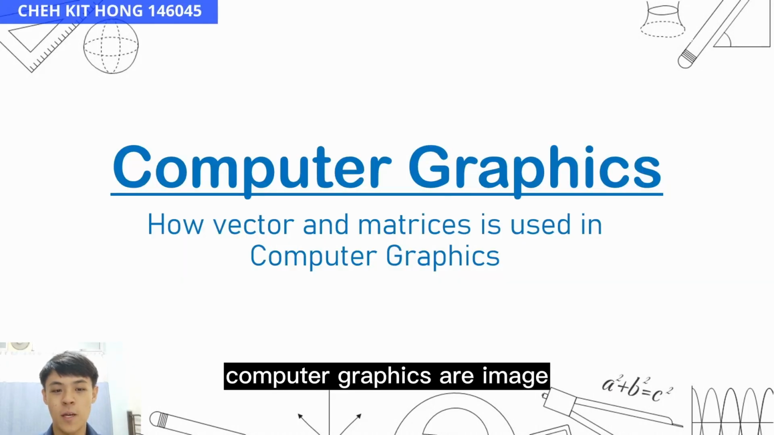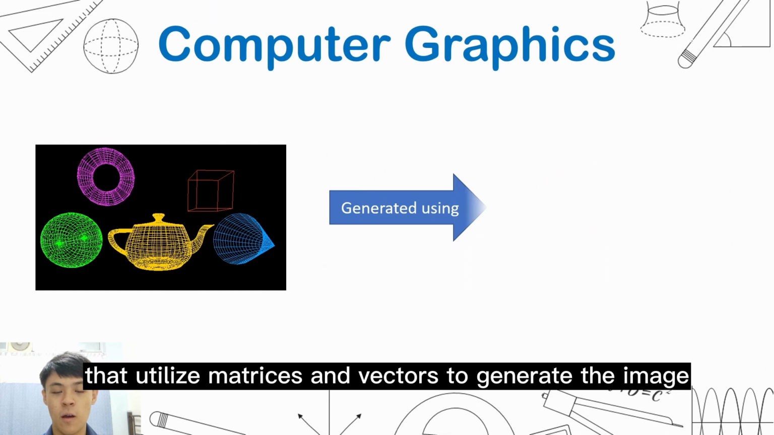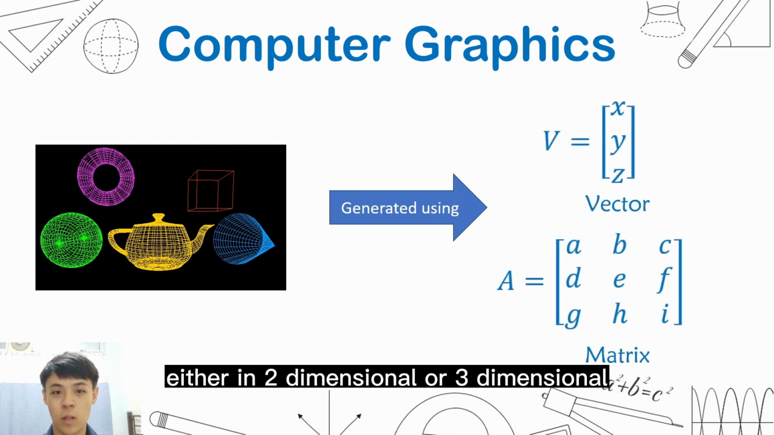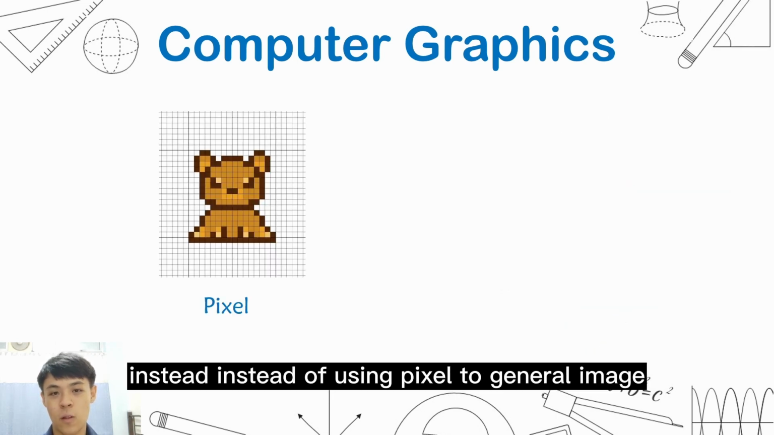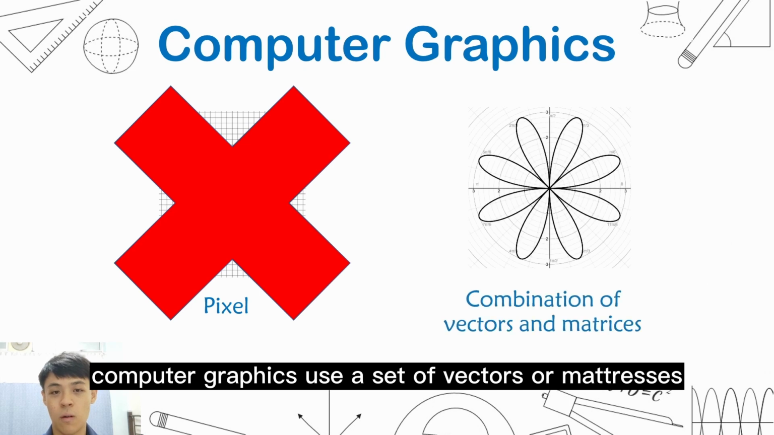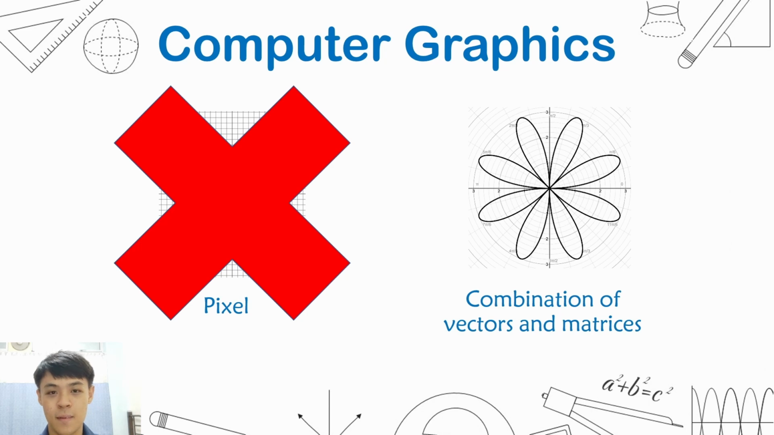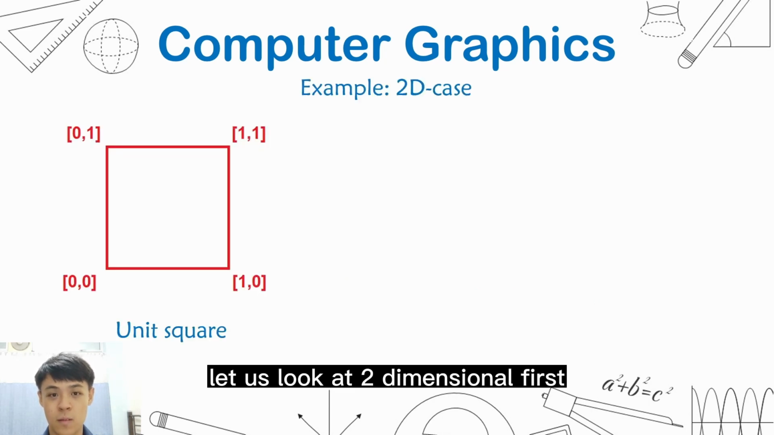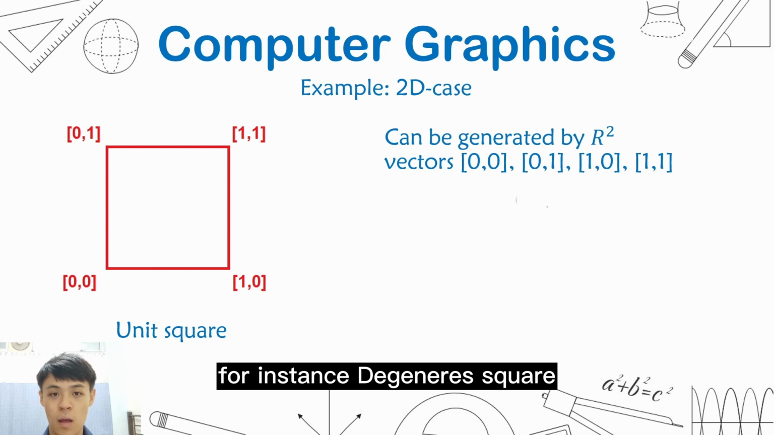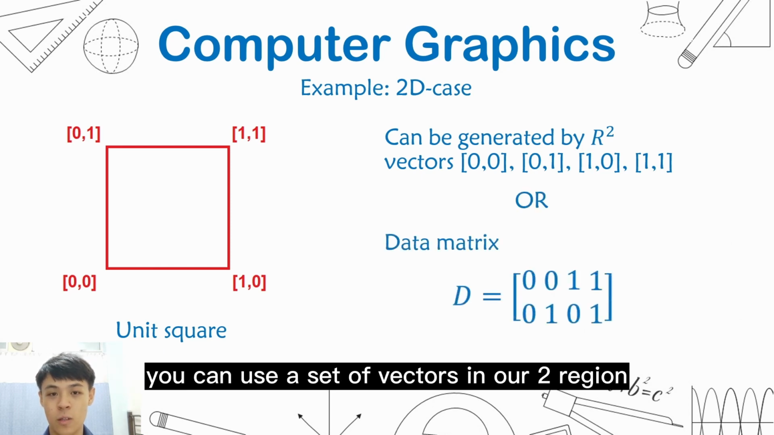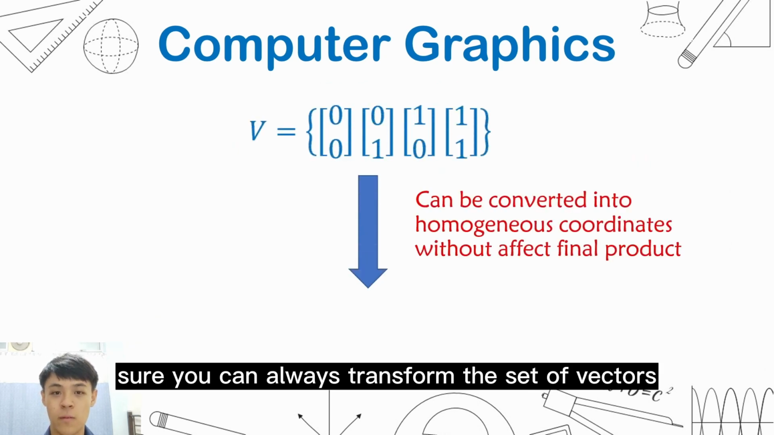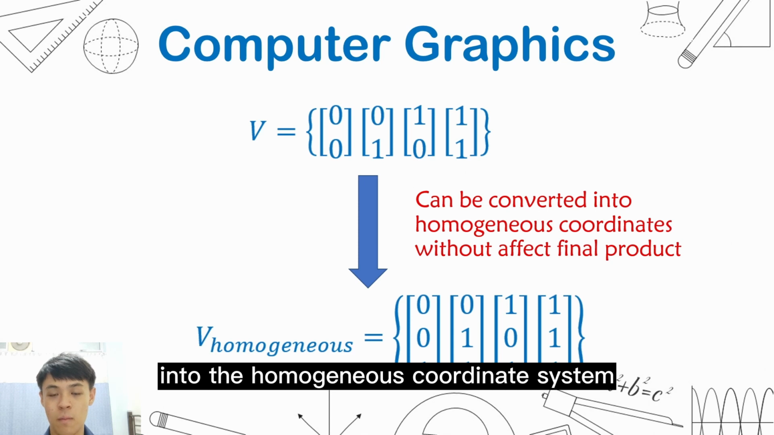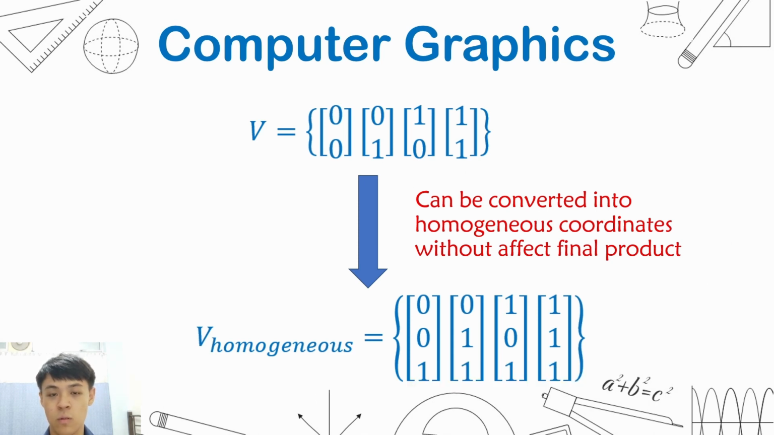Computer graphics are images that utilize matrices and vectors to generate the image, either in 2-dimensional or 3-dimensional. The idea behind it is that instead of using pixels to generate the image, computer graphics use a set of vectors or matrices to represent the image. Let us look at 2-dimensional first. For instance, to generate a square, you can use a set of vectors in R2 as shown below. You can always transform the set of vectors into the homogeneous coordinate system without changing the final image produced.